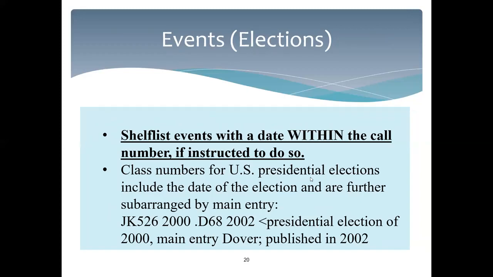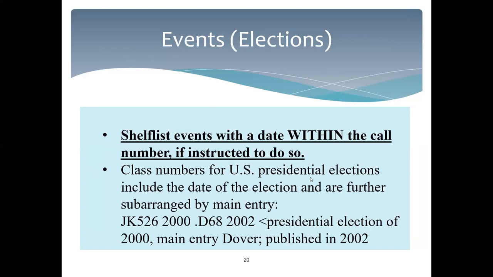Events are one category where you will often have instructions to use the date. And when you use a date, basically it means that within the call number itself, you are going to put the date that is associated with that event. You're only going to do this if you're instructed to. So for example, US presidential elections. By default, they include the date of the election and then are further subarranged by main entry. So main entry, that is our 100, 110, 111 field.